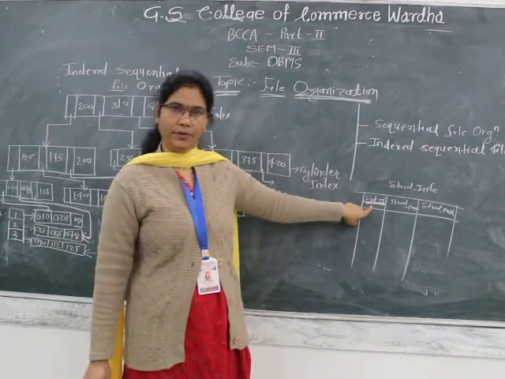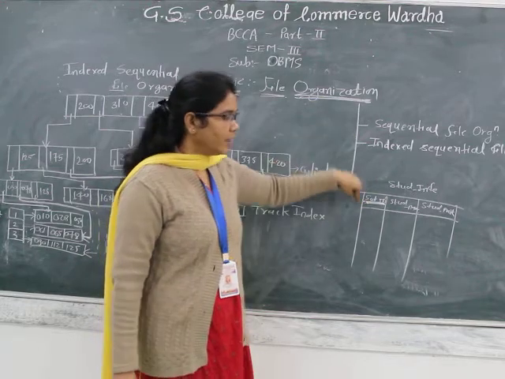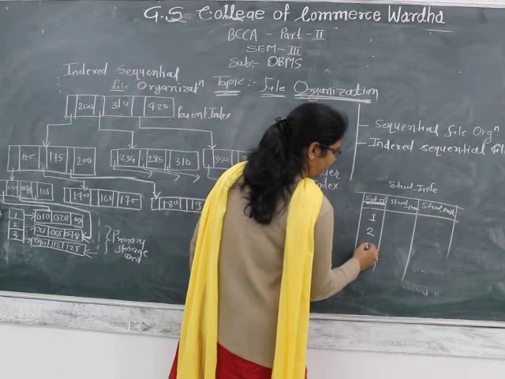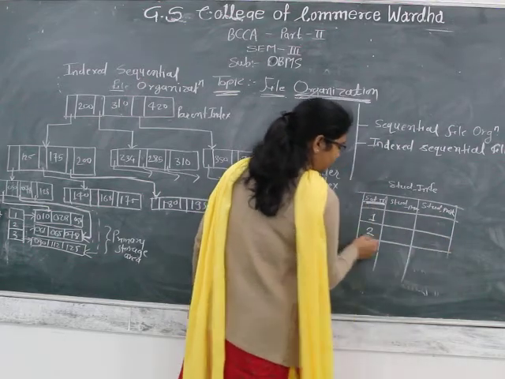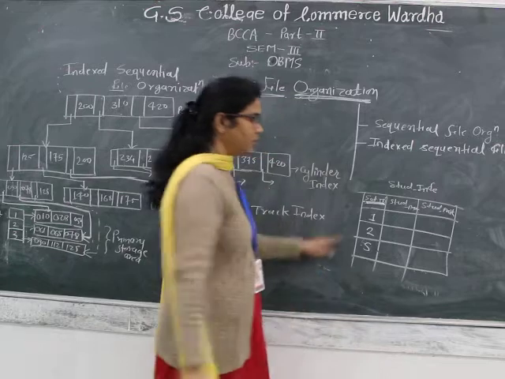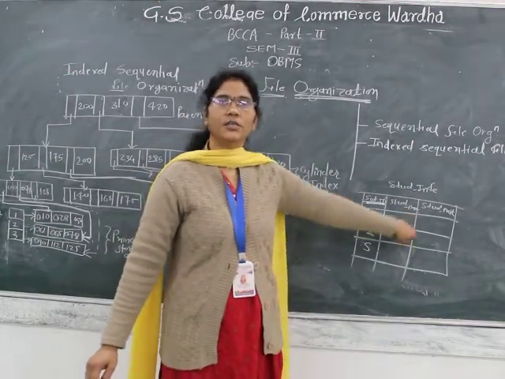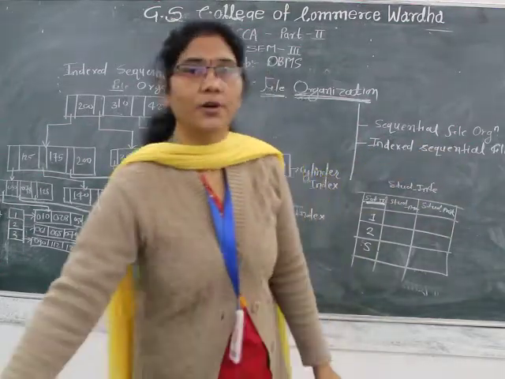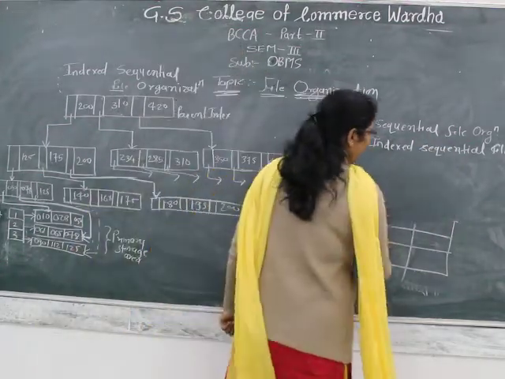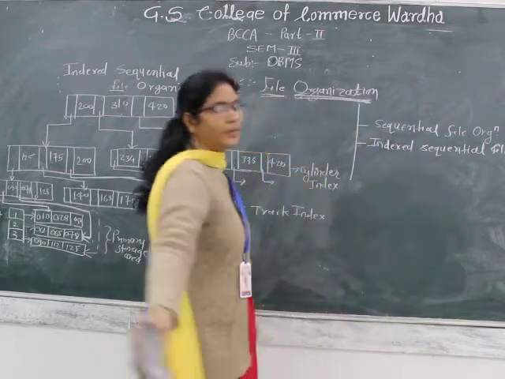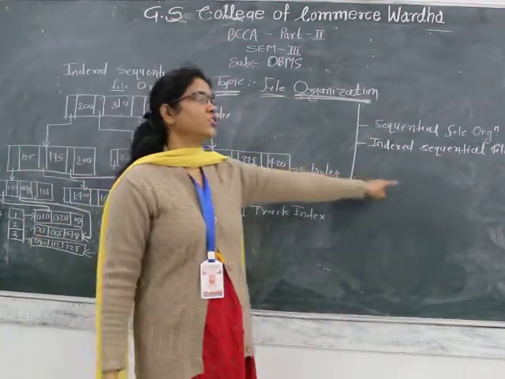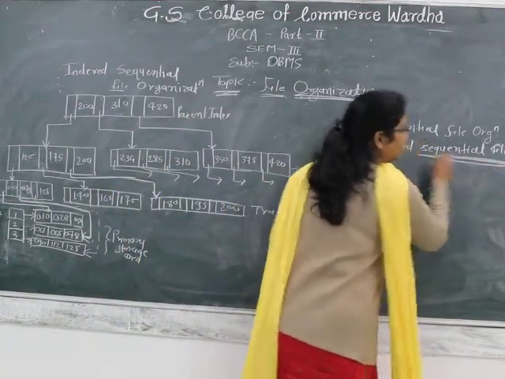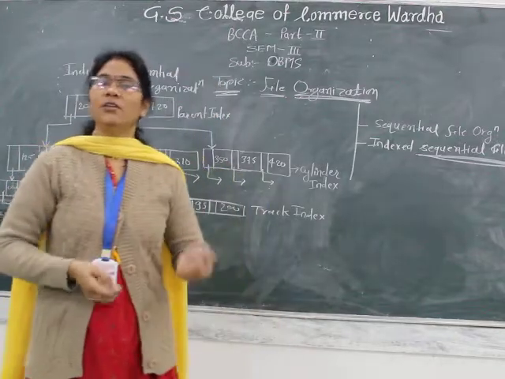According to this key field, we arrange the records like 1, 2, 5, in ascending or descending order. It is nothing but the sequential file organization, which I already told in my previous lecture. Now today's topic is indexed sequential file organization. Again it follows the sequential file organization, which means ascending or descending order.